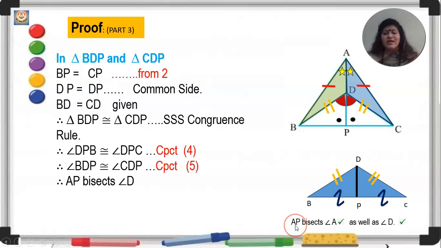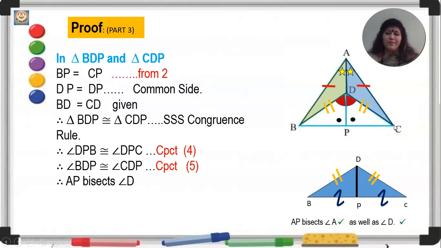So we have proved AP bisects angle A in the earlier slide, and we have also proved AP bisects angle D. But the only thing is, when you have to prove AP bisects angle D, you have to remember that you have to take these two triangles. In the proof, it is not mentioned to take these two triangles. It is for you to understand that yes, if AP has to bisect angle D, I need this angle D. So for that, I have to take these two triangles. Okay.